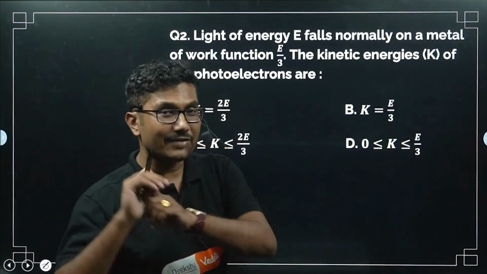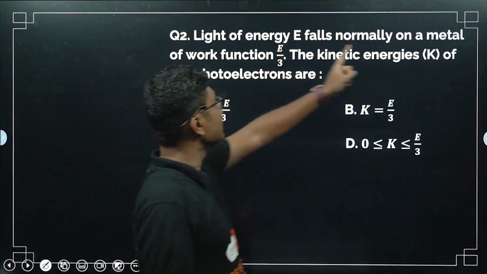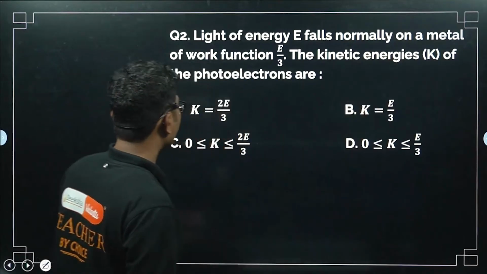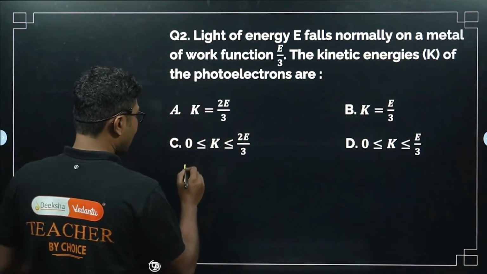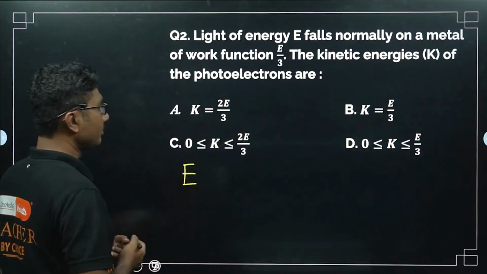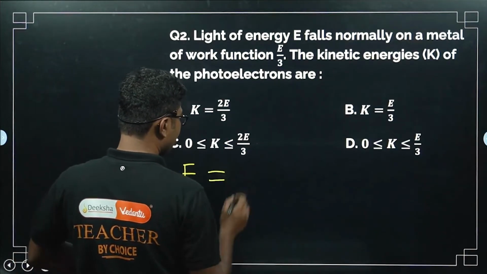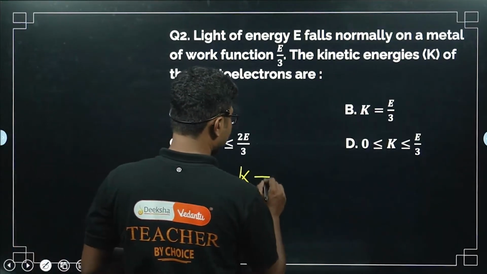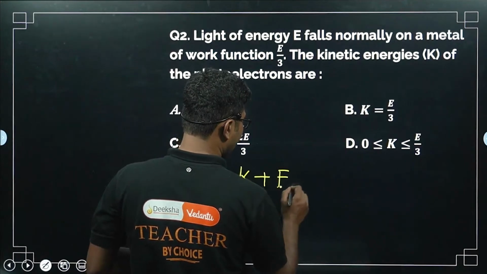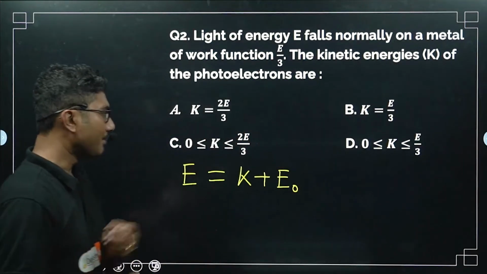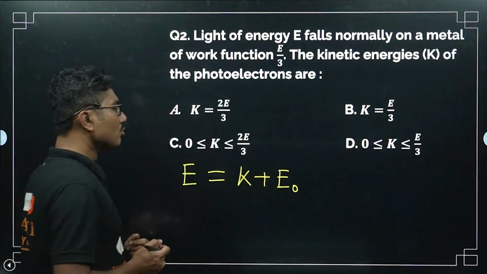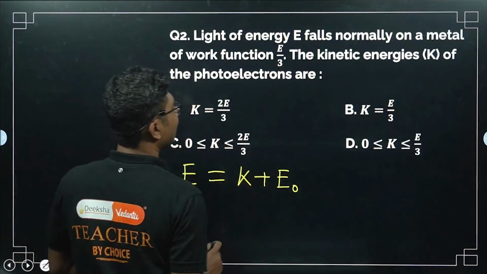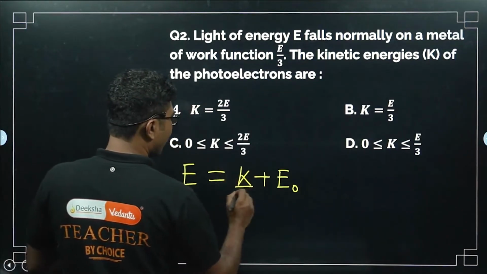The next problem is a very simple problem. Light of energy E falls normally on a metal of work function E by 3. The kinetic energy of the photoelectrons is to be found. We know that the energy of a photoelectron is given by the kinetic energy of the electron plus the work function. I am writing the work function here as E0, that is the minimum energy required to move the electron. Now the work function is given as E by 3, and you are asked to find the kinetic energy.